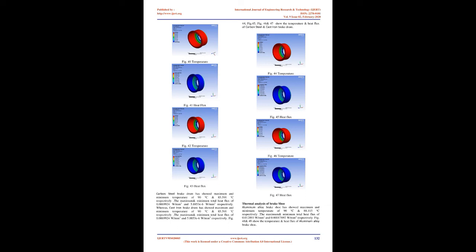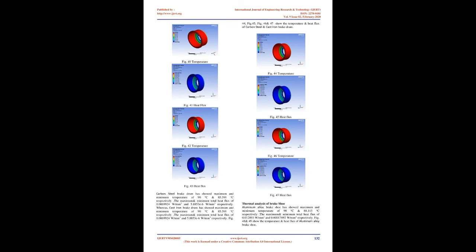Structural analysis of alloy brake shoe. Alloy brake shoe has shown maximum total deformation of 0.17312 mm, maximum and minimum equivalent von Mises stress of 229.68 and 0.28859 MPa respectively, and maximum and minimum equivalent elastic strain of 0.003235 mm/mm and 7.2523E-6 mm/mm respectively. Fig 27, 28 and 29 show the deformation, stress and strain of alloy brake shoe.